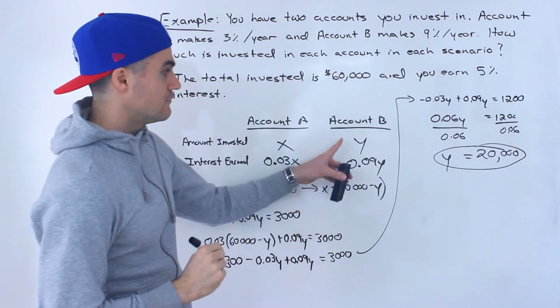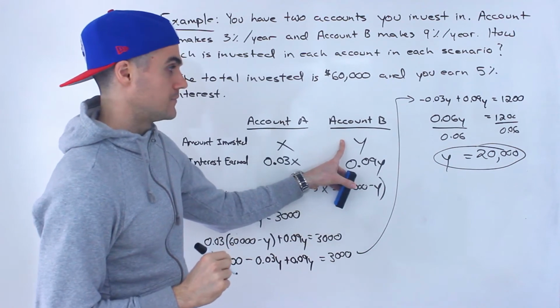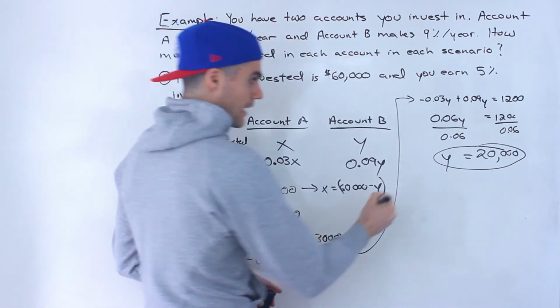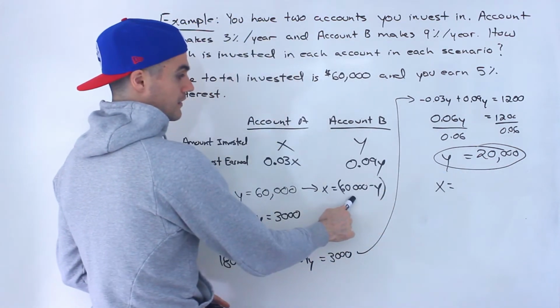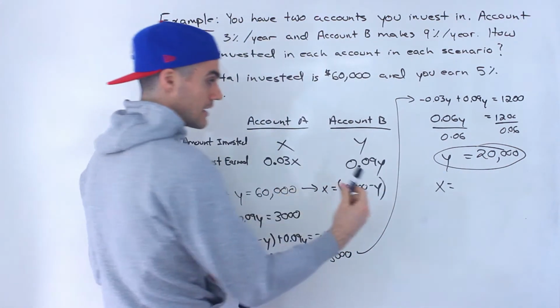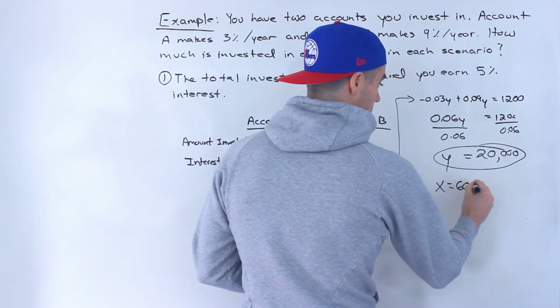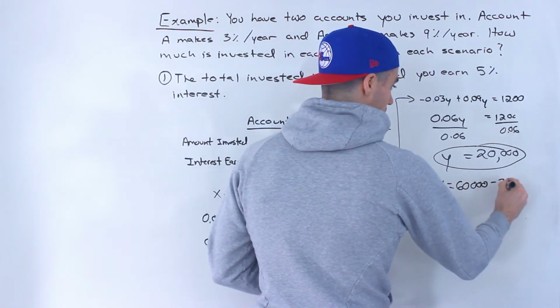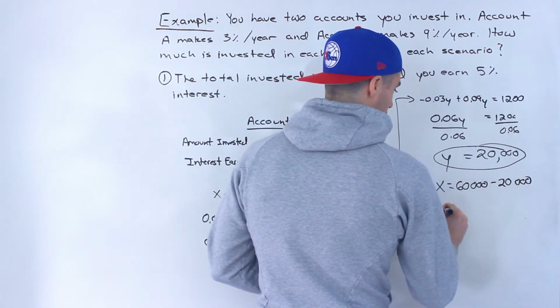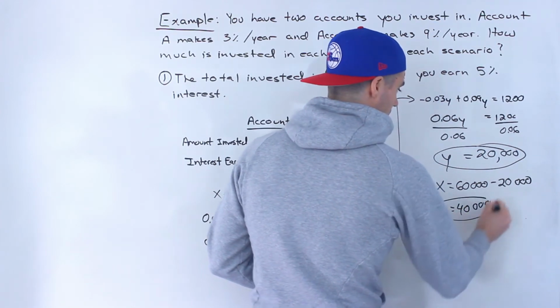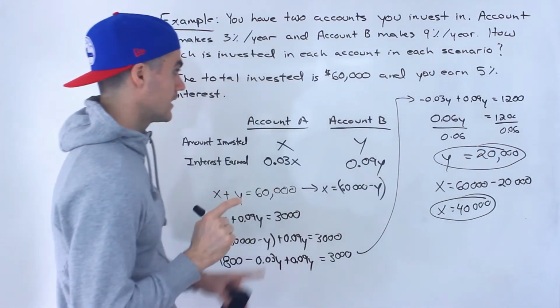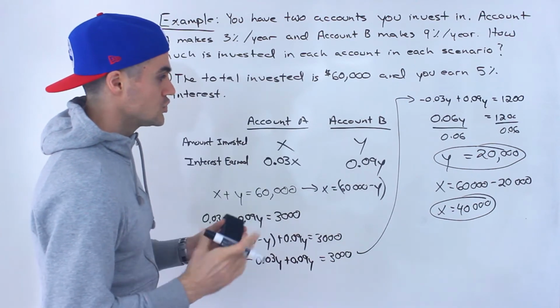So that's the amount invested in account B. And then to get the amount invested in account A, very easy, we could just take this and plug it in here, right? Because the total has to be 60,000. So we'd have 60,000 minus 20,000, which would give us 40,000 invested in account A. And then you could check your answer.